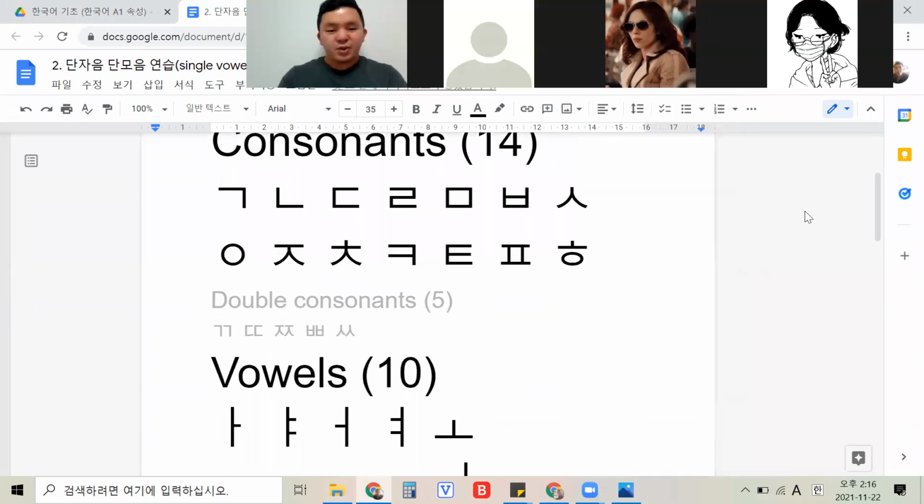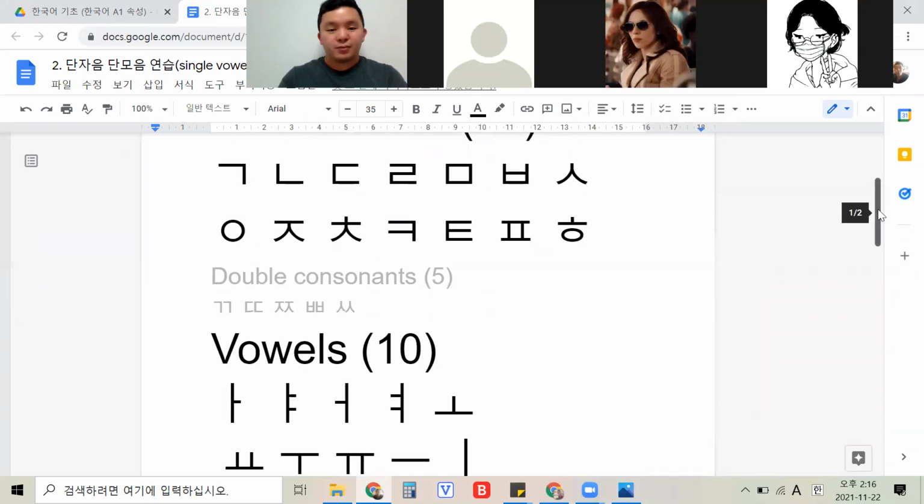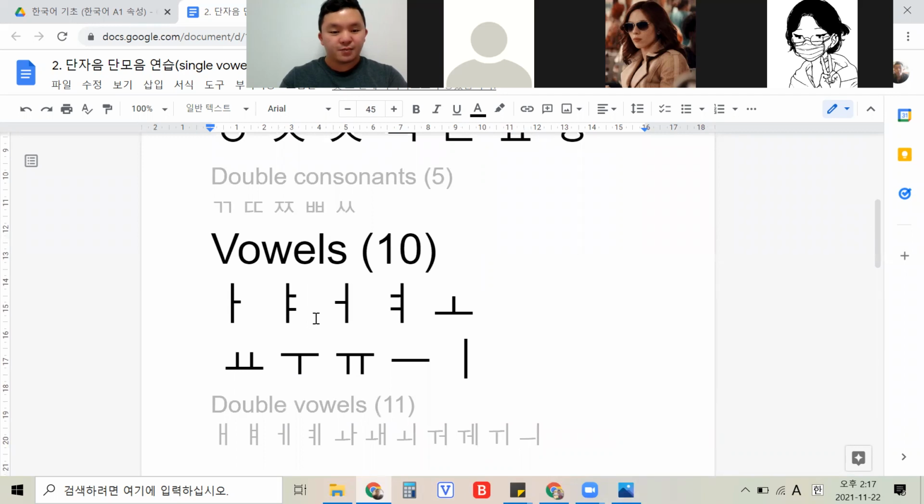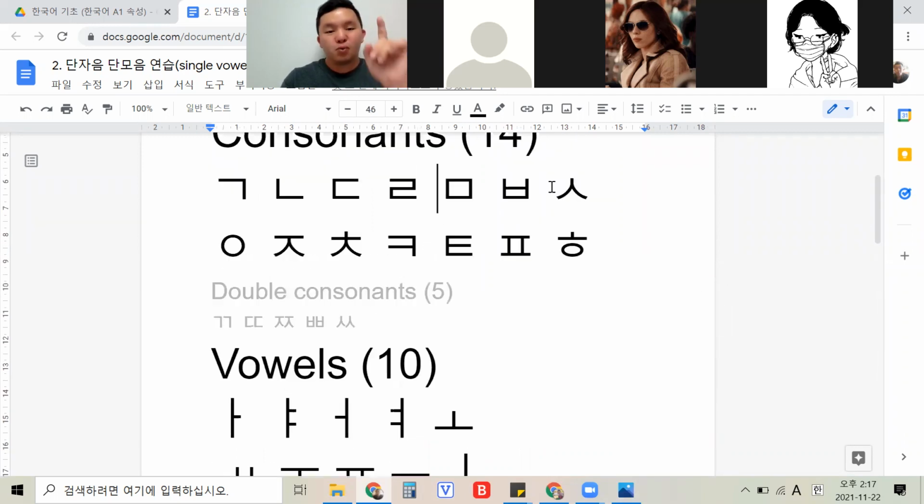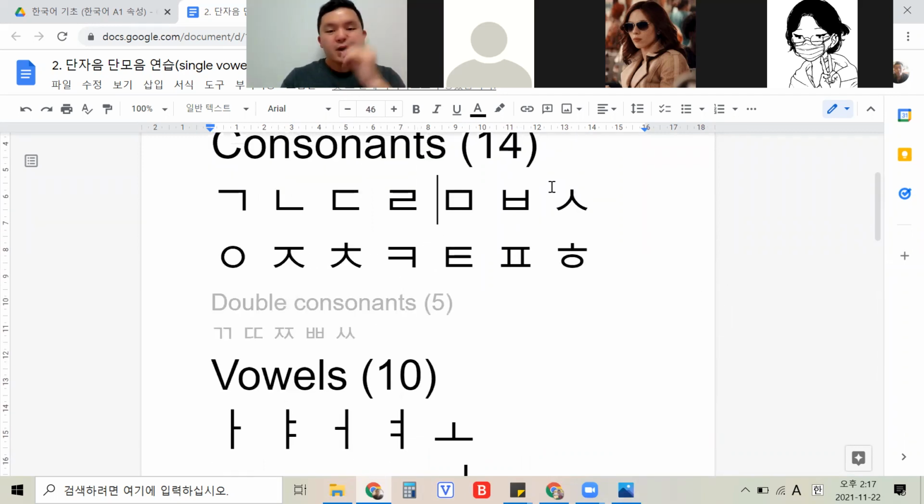Maybe you know what? This time let's just start with a vowel. What about this? Wait. Sorry. Let's do consonants. Four more consonants, and after that let's do more vowels today. Okay. Next one. This one is an M sound. So remember like this way. Square M, like that. Square M.